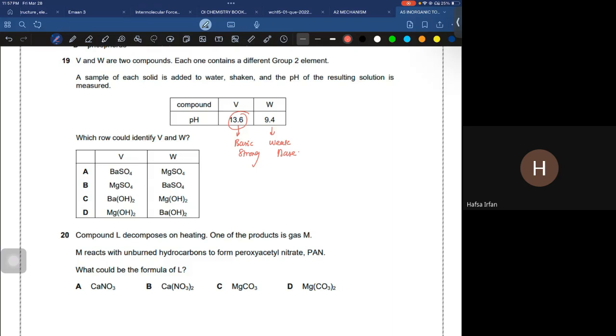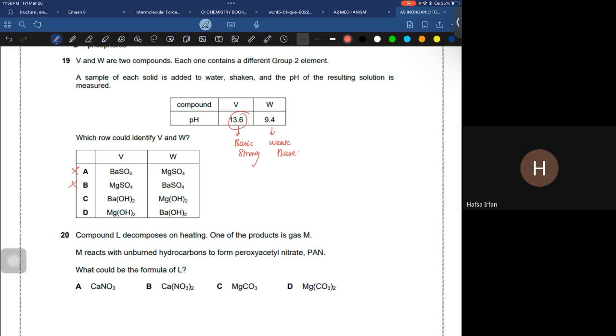So, it shouldn't be the sulfate. You know why? They're saying a sample of each solid is added to water. Sulfates are insoluble in water. How are they going to react with water? So sulfate is wrong. A and B are wrong options. You have to check C and D.